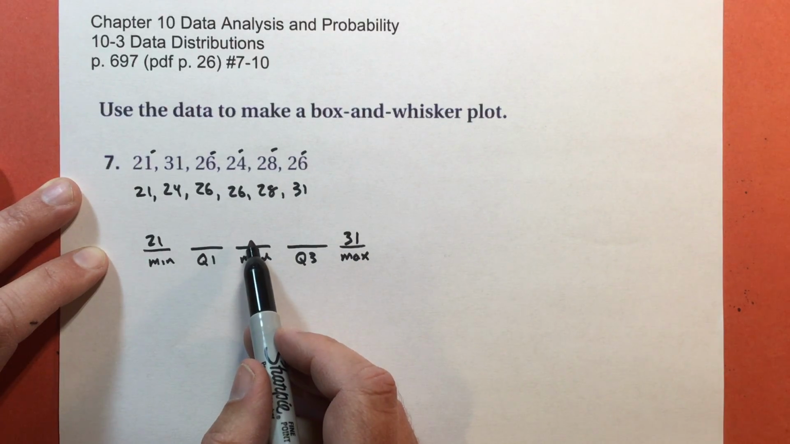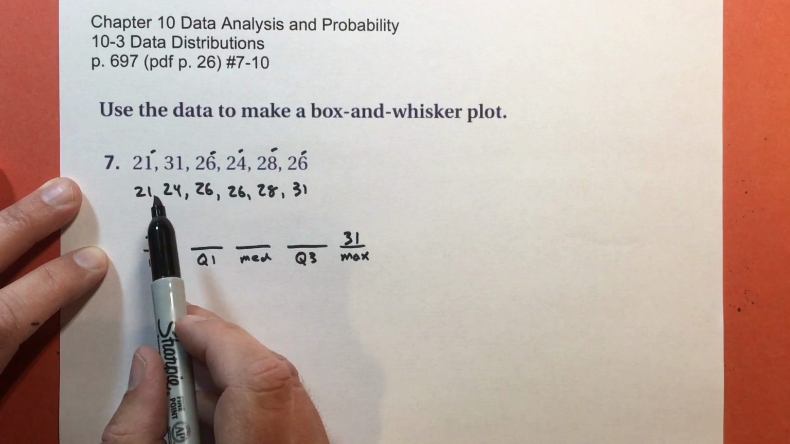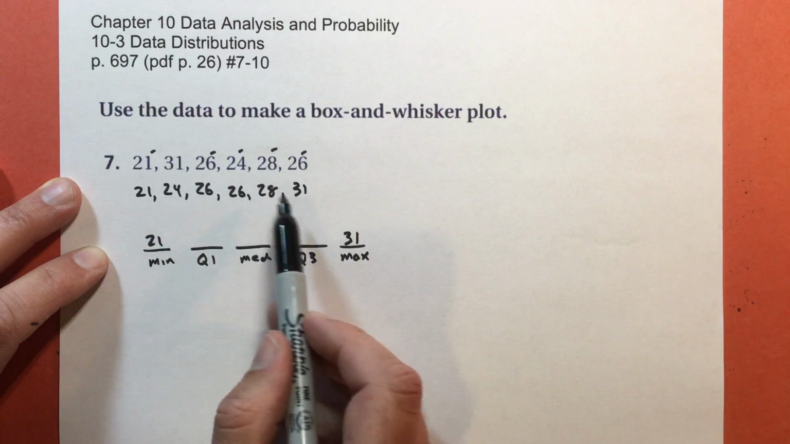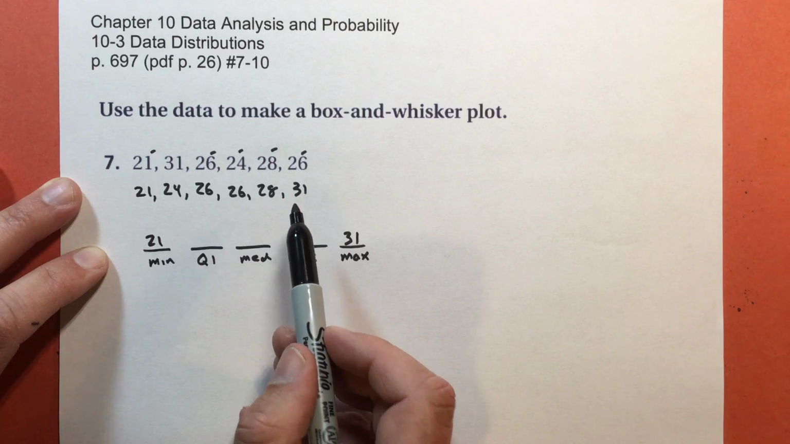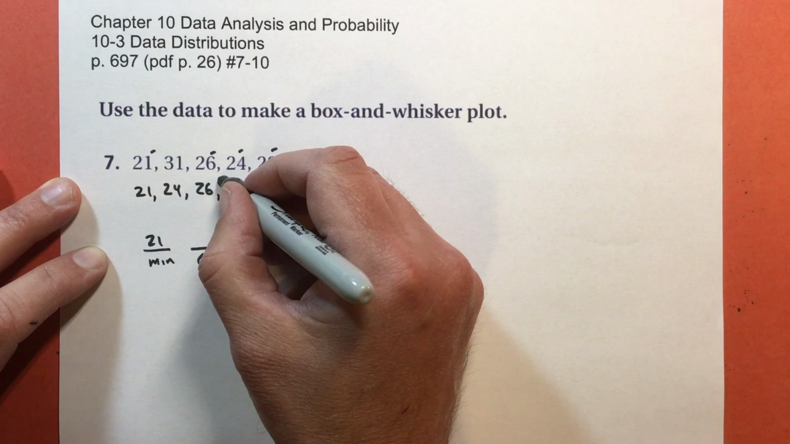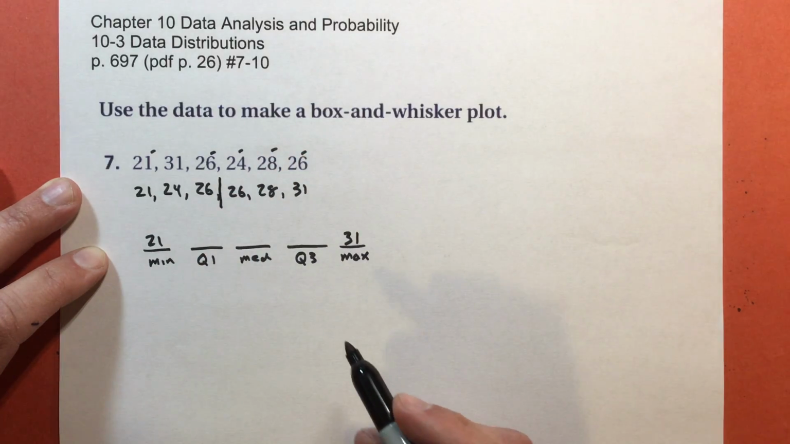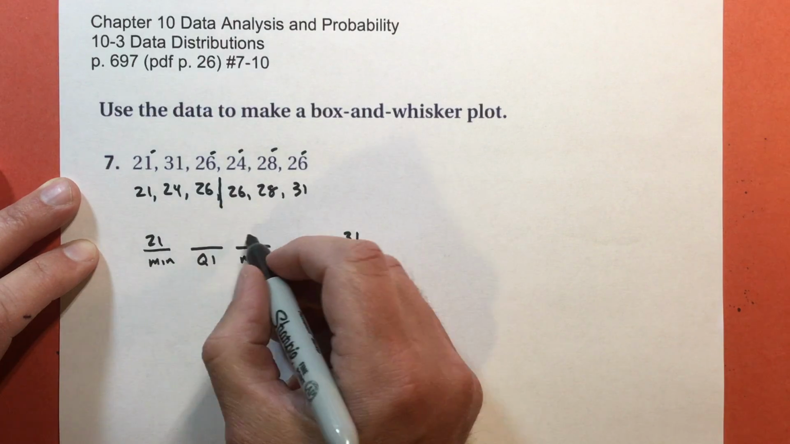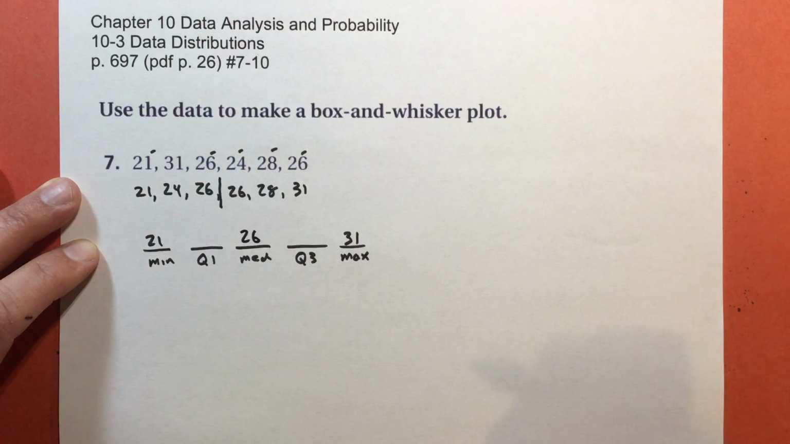The median is the number that's in the middle. I've got 1, 2, 3, 4, 5, 6 numbers. 1 plus 6 is 7, and half of 7 is 3.5. So that's going to be halfway between the third number and the fourth number. Luckily, these are both the same, so that's easy. The median is going to be 26. Or you can add them and divide by 2, you still get 26.